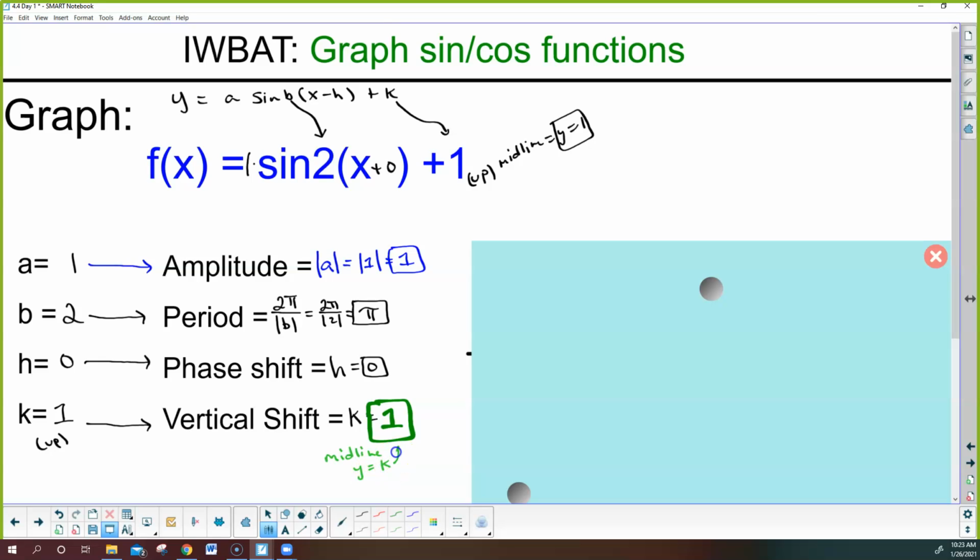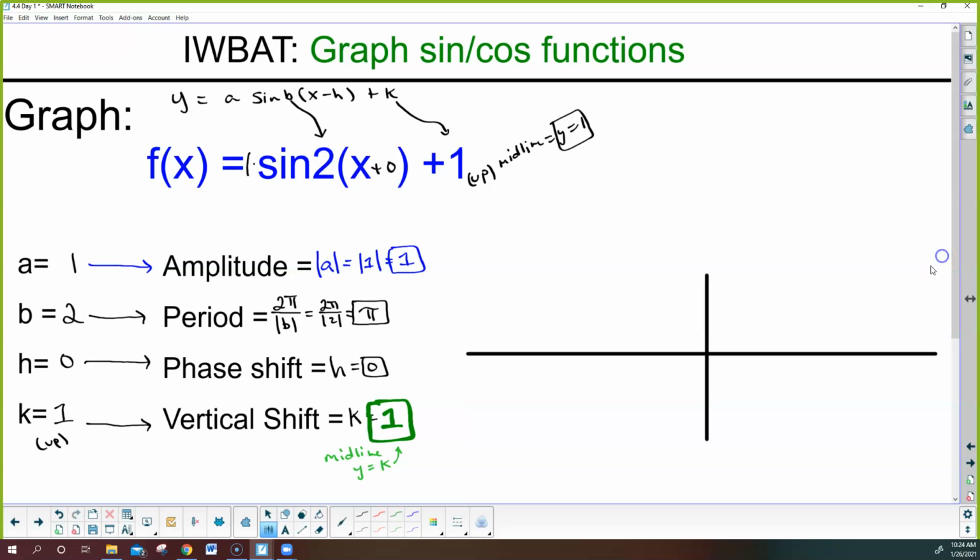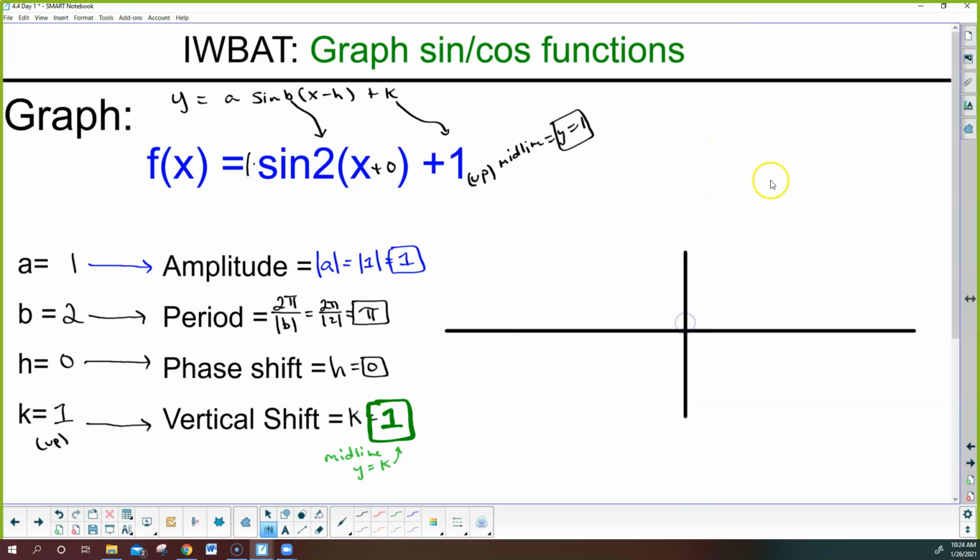So whatever k is, that's your midline. All right, so we don't need a super detailed graph, and I'm guessing a lot of us don't have graph paper at home, which is completely fine. We can still make a pretty accurate graph here.